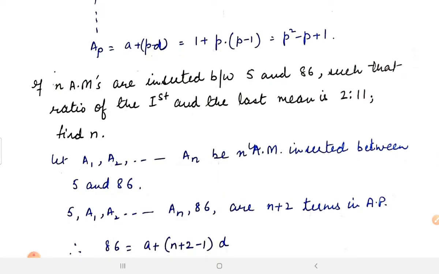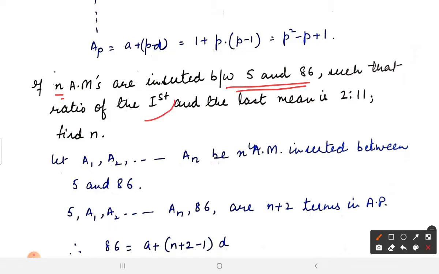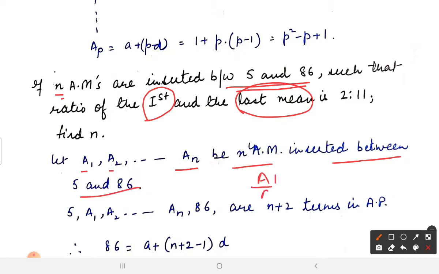So what we need to find: insert n AMs between 5 and 86, and we are given the ratio of the first and the last mean. Clear? So let A1, A2 up to An be the n means inserted between 5 and 86. We are given the ratio of A1 and An. So let us first find what A1 is and what An is.